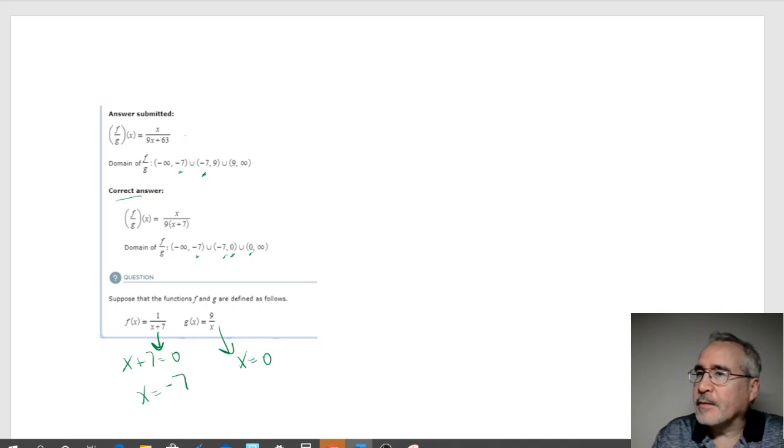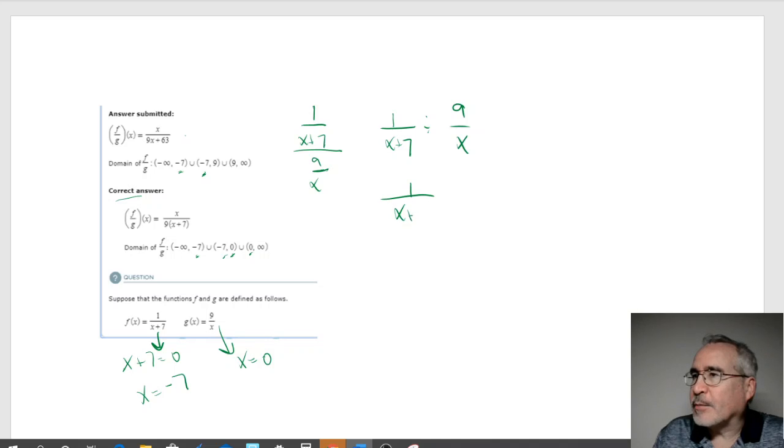Now I'm thinking maybe because we're dividing by g, right? So you probably set this up as 1 over x plus 7 divided by 9 over x, which is the same thing as 1 over x plus 7. And then when we divide, do this step, 9 over x, you flip and multiply, so then you get 1 over x plus 7 times x over 9.